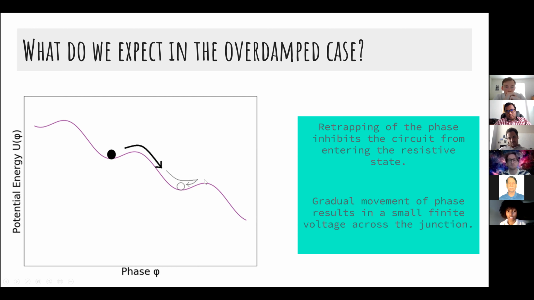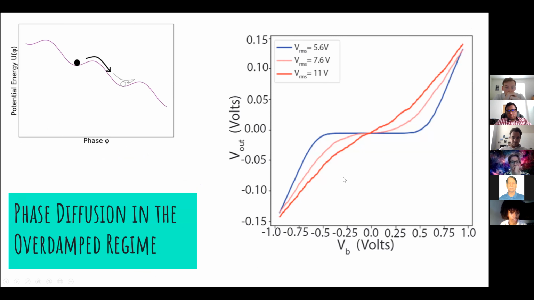And so what does that mean? Well, that means because it's not continually rolling, it never officially enters the resistive state super early, like in the underdamped case. But because your phase is still gradually moving, you see a small finite voltage across your circuit at bias voltages where you would initially expect 0 voltage. So I'll show you that with some VI curves that we took.